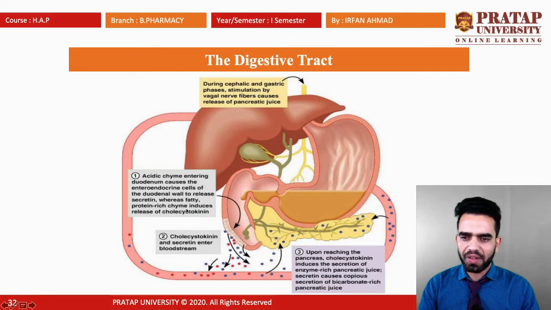While fatty acid induces the release of cholecystokinin, these then enter into the bloodstream, and then they increase the secretions of pancreatic juice. So both cholecystokinin and secretin have a direct effect on the secretions.